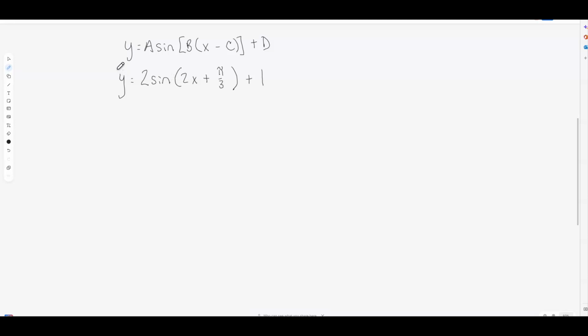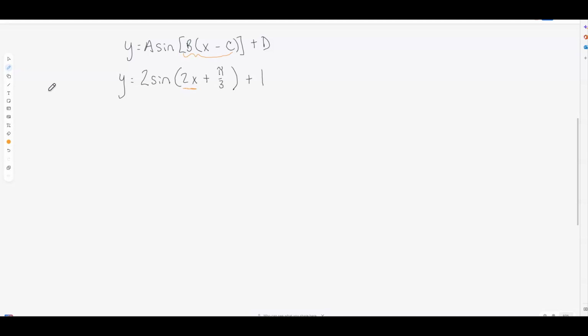Okay, so you'll notice that in the original given form, we have this b pulled out and separated, factored out of this x minus c form. We need to do that here, because right now we just have b times x plus the c. We need it to be b and then in parentheses, x minus c. So we have to factor out this 2, okay?